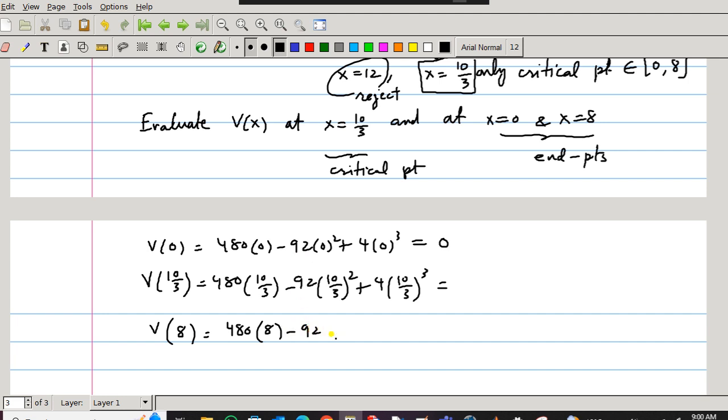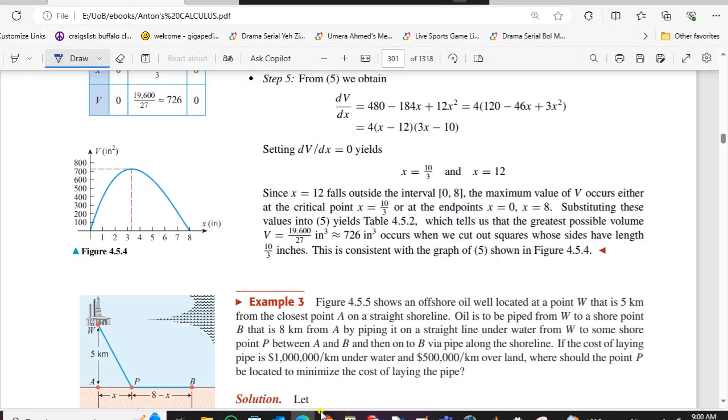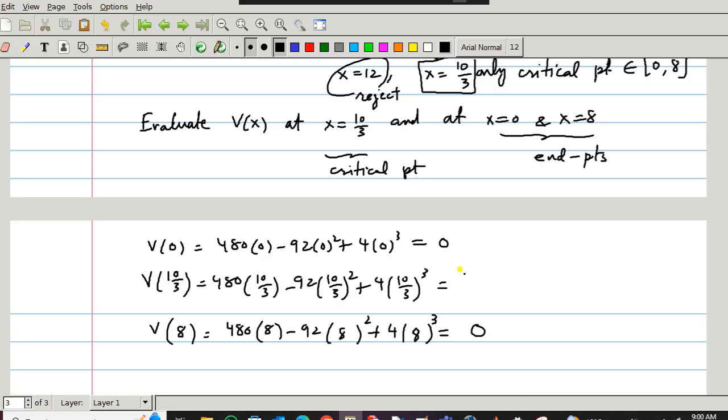Whatever we are doing is sophisticated, so it will match with the real meaning. Sorry, not 10 by 3, it's 8, sorry. Right? So if you calculate, it has to give you 0. So let me check what this is. At 10 by 3, it is almost 726. You can calculate it from the calculator. So it is almost 726.